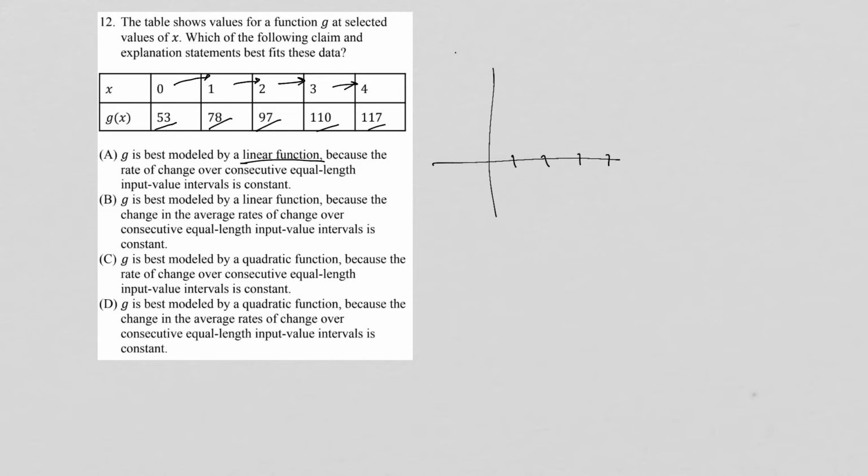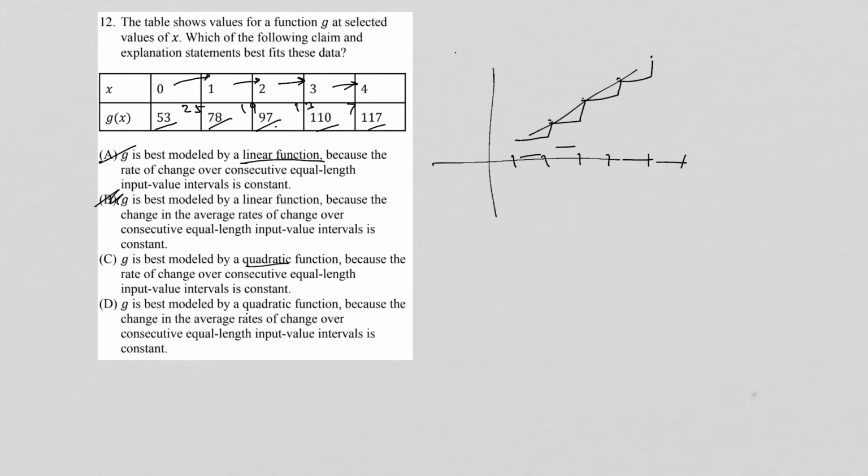If something's linear, every time x goes up by 1, or by whatever amount, the y value would go up by the same amount also. That's what would cause it to become a line. So 53 goes up by 25. But 78 to 97 is not 25, it's only 19. And 97 to 110 is 13. And 110 to 117 is just 7. So it's not linear. I can cross off A and B. So it must be C or D.